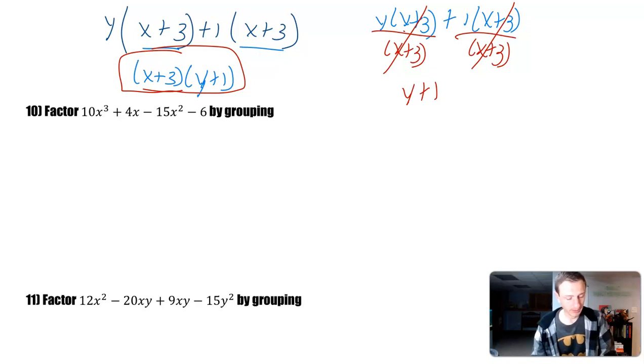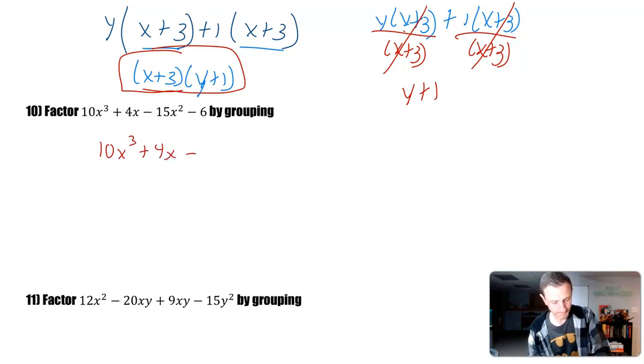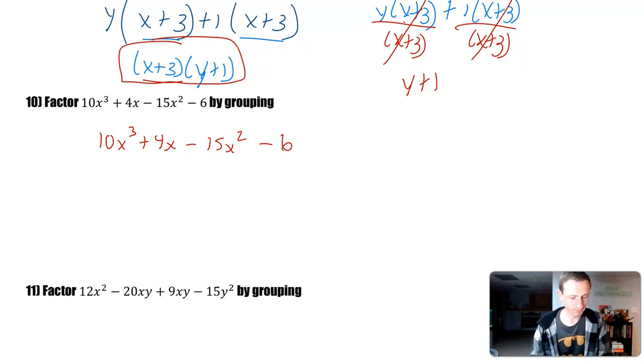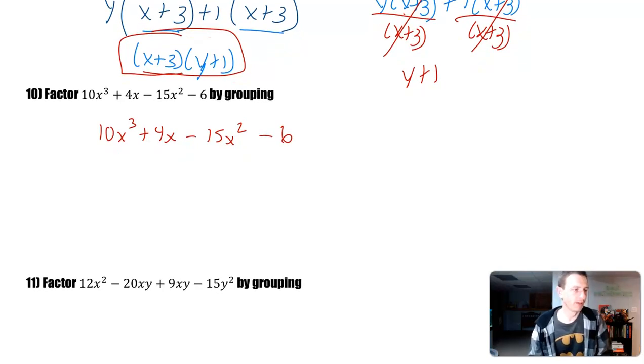The next one, 10x to the third plus 4x minus 15x squared. I'm going to write it out just so I have a little bit more room. In number 10, the first thing you always want to try to find is a GCF amongst all four terms. That might make things a little bit easier. If I have a 10 and a 4 and a 15 and a 6, I don't have anything that I could factor out on all terms.